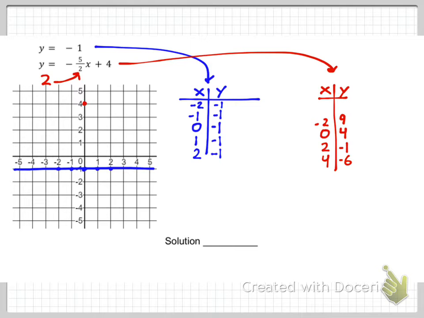So let's plot the points we can. All we can plot are (0, 4) and (2, -1). Well, you notice there is probably our solution, and when you draw the line and connect the dots, that is indeed our solution, (2, -1).